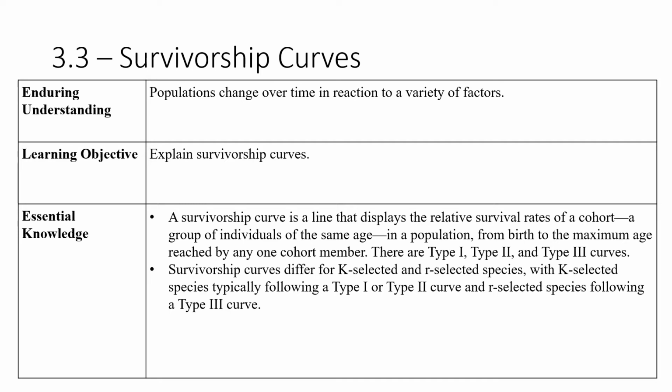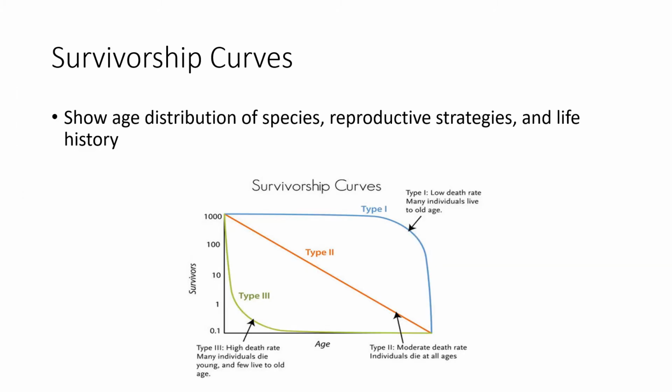Moving on to survivorship curves. Again, pause here and take a look at the essential knowledge and learning objectives. Survivorship curves are curves that show the distribution of species by age and the number of survivors at that age. Reproductive strategies and how organisms live their lives will affect how they survive throughout their lifetime.